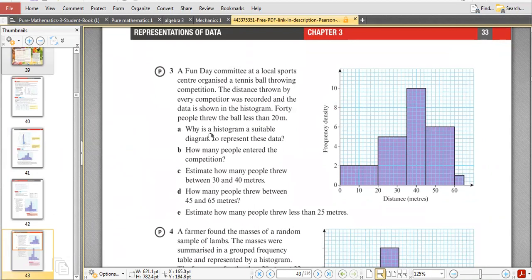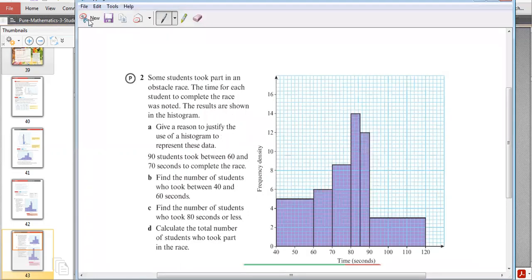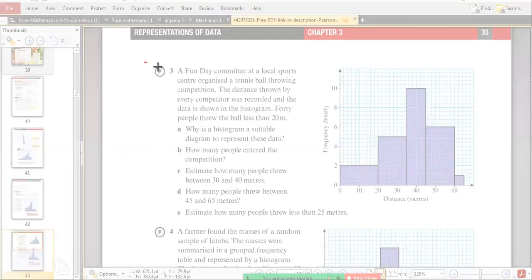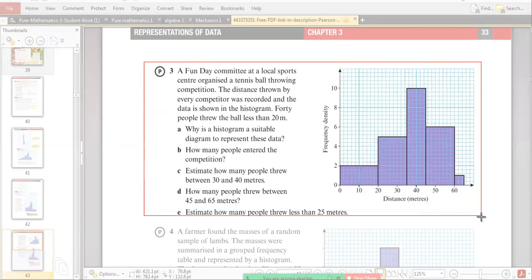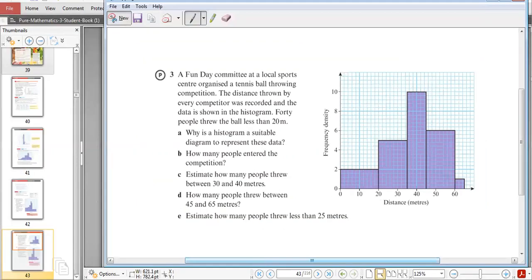Number three is the same. Why is the histogram a suitable diagram to represent these data? Right now, leave the reason why the histogram is useful, why we prefer a histogram over other diagrams. So leave it for a while. Part B is how many people entered the competition. It is the same. When you are finding the number of people, it means you have to find the frequency for each. So use the same method that we followed here.